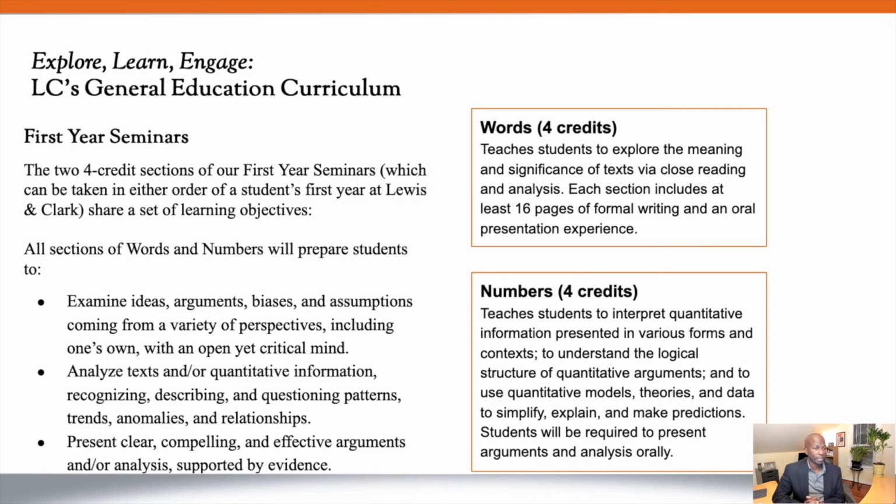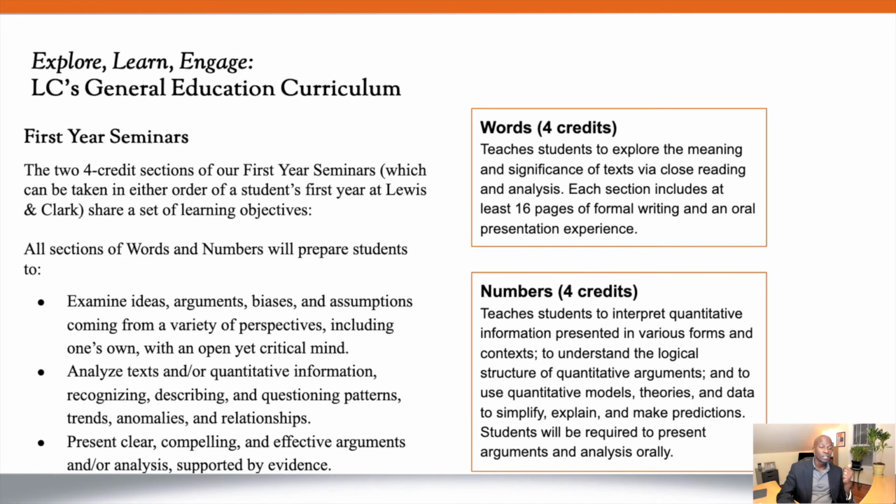Your first-year seminars are 2 4-credit sections in 2 categories, either words or numbers. Every first-year student will take a words course and a numbers course by the end of their first year here. All words and numbers sections have common learning outcomes. Now, each individual instructor may add on their own learning outcomes, but all sections have these 3 learning outcomes in common.